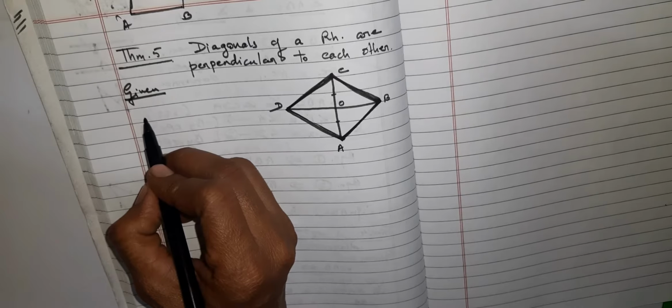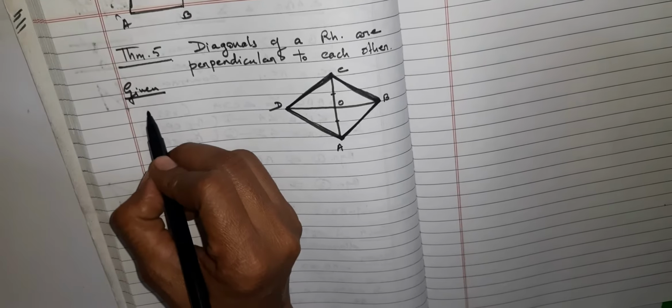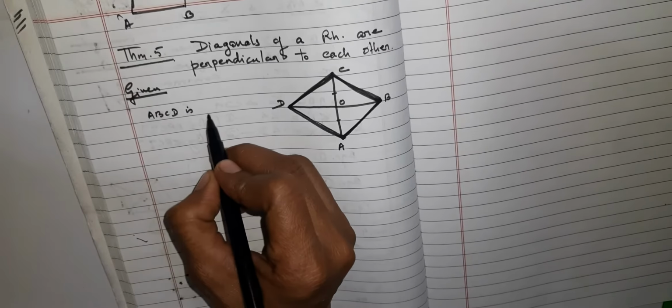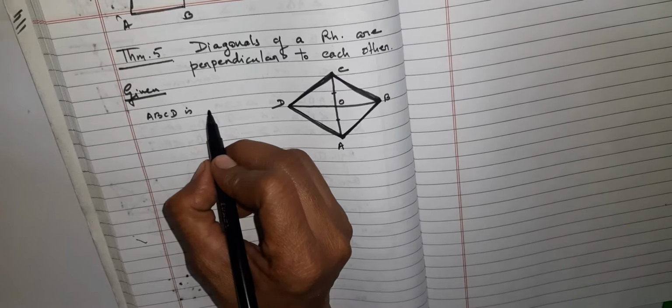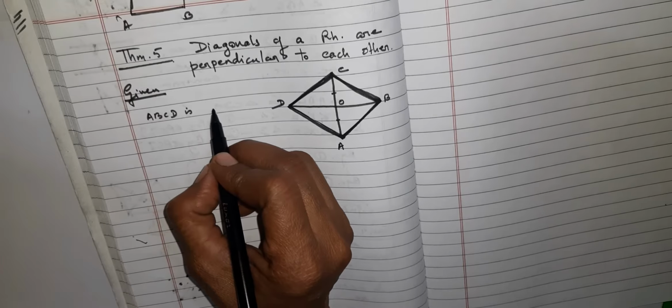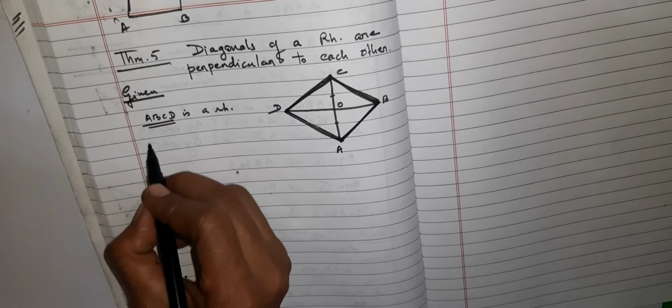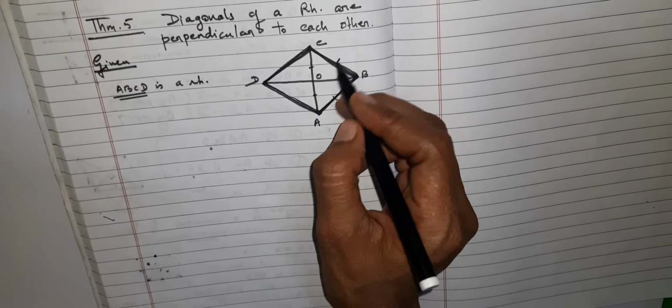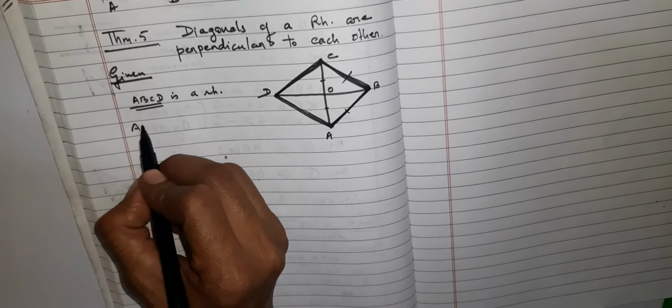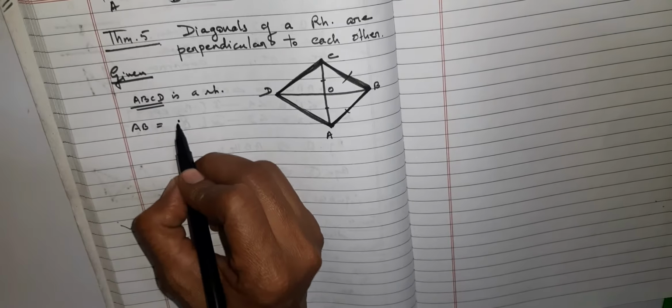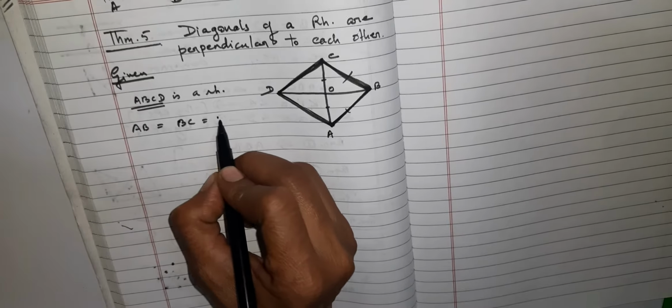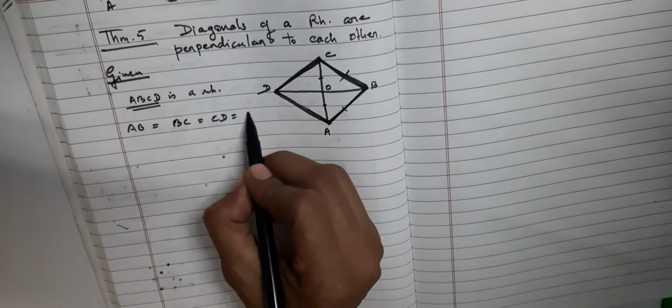Now what is given to us? Let's see. Given is a rhombus. So ABCD is a rhombus, and we have to prove what when it is a rhombus. First of all, let's write down that this side is equal to this side. It means all sides are in fact equal. AB equals BC equals CD equals AD.